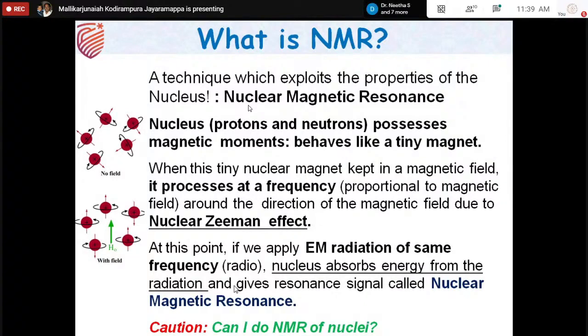Now, if this is so, the obvious question is, can we do NMR of all nuclei, because all nuclei do contain protons and neutrons? Let us try to answer, but before that, let us look at one more slide.